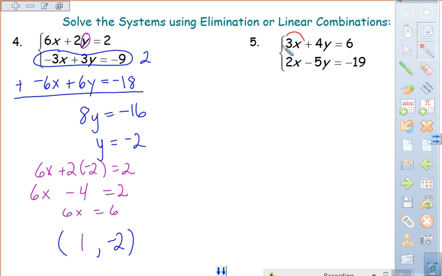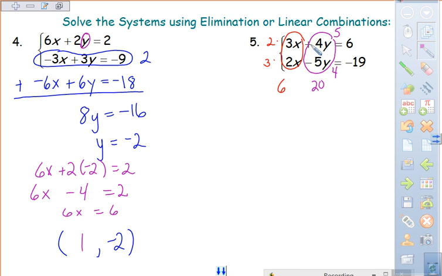If we were looking for opposites in the x, 3 and 2's least common multiple would be 6. So we'd multiply the top by 2, the bottom by 3. If we tried to find opposites in the y, I think we'd be looking at 20. So 4 times 5 is 20, and 5 times 4 is 20. The other thing you want to consider is that you want one to be positive and one to be negative.